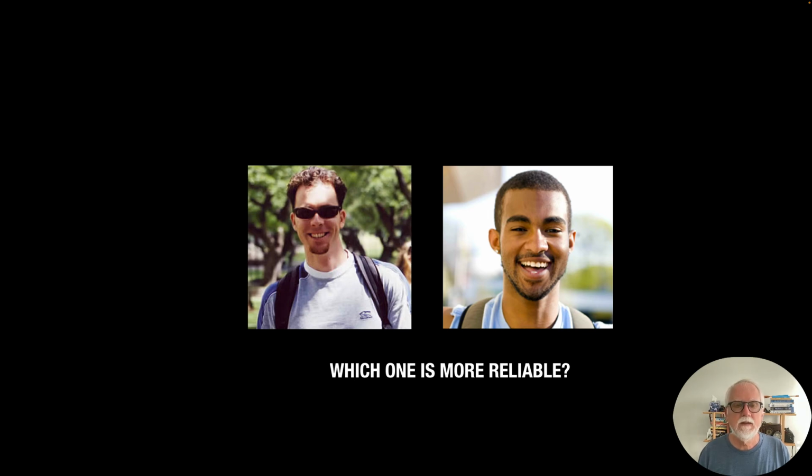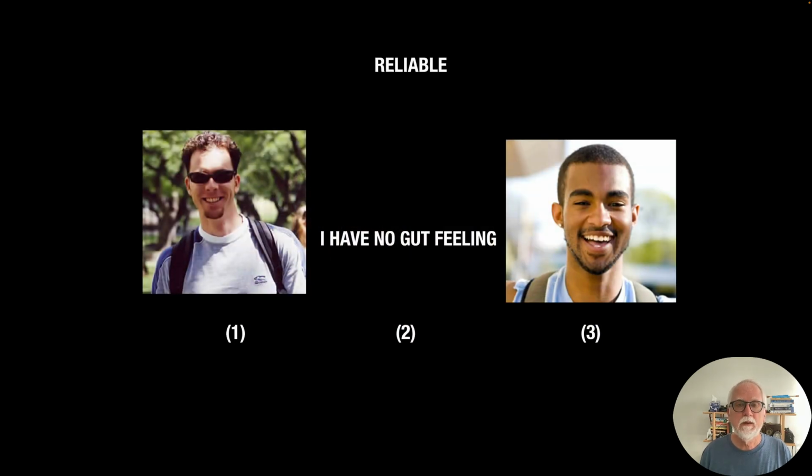Now you'll notice that this time I've picked a white face and an African-American face. The question about reliability turns out to be involved in the cultural stereotype that Americans have about African-Americans, that they're not as reliable as white people. Because of that, this becomes a stereotype-relevant decision about which of these two people is more reliable.